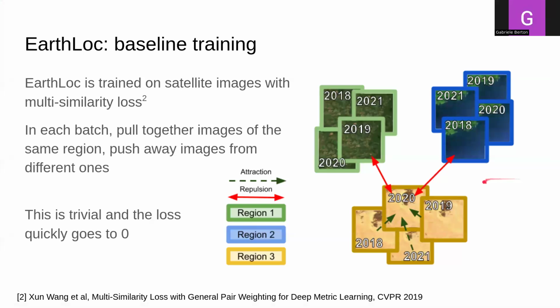To train EarthLoc, we sample images from regions, so that from each region, like this deserty-looking region here, we sample 4 different images from the 4 different years. We then use a multi-similarity loss to pull together these images in feature space while pushing faraway images from different regions. As you can see, this is a trivial task and the loss quickly goes to 0.